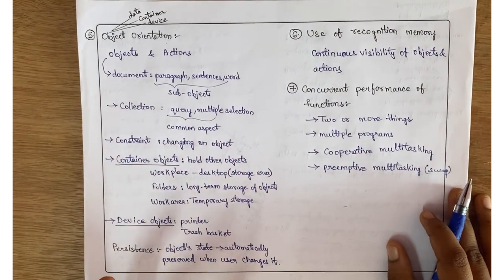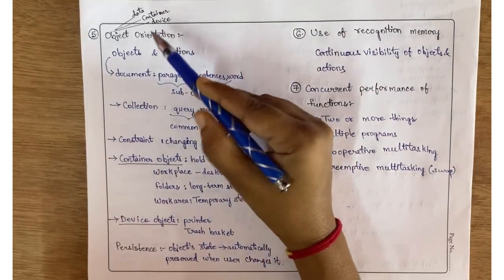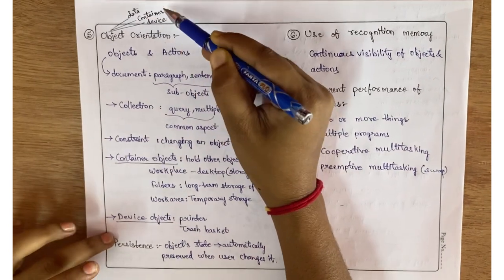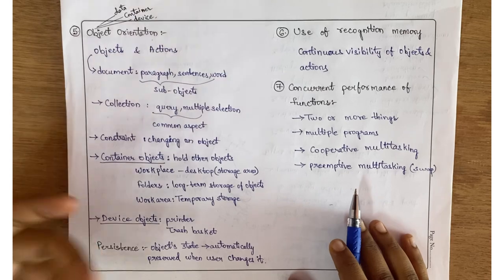What do people see in the environment? It may be a physical object or anything. Now these objects are divided into three types. It may be a data object, container object or device object. So first, let's come to the data object.